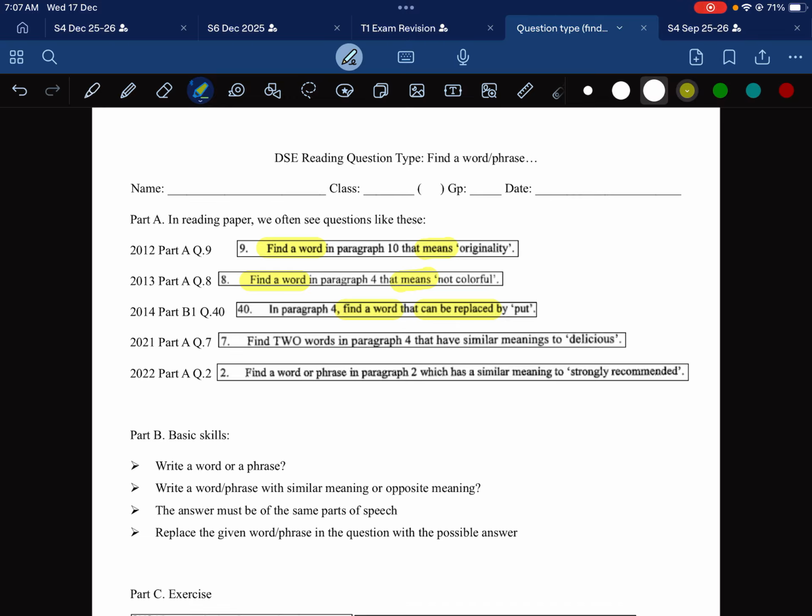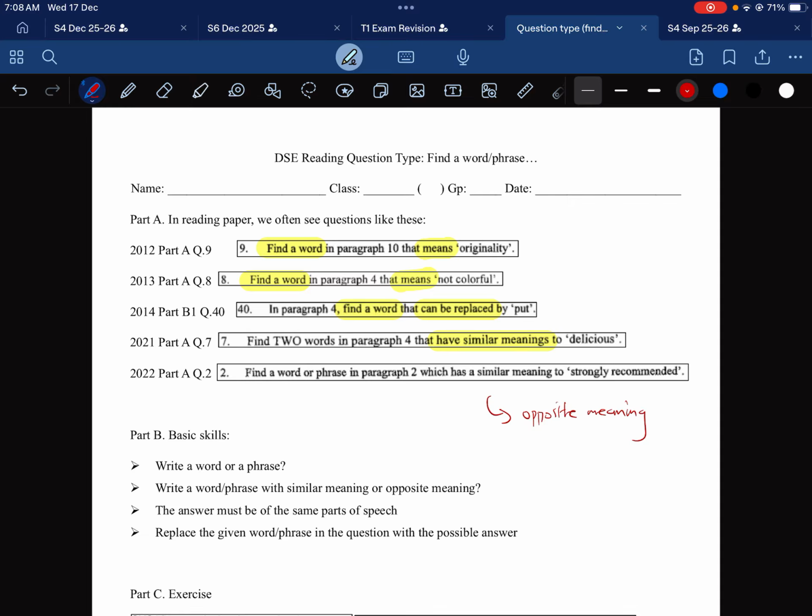The last two questions, okay, find two words in paragraph 4 that have similar meanings, okay? They all mean that you are going to find a word with similar meanings, or that's what we call synonyms. Of course, there's something that I did not mention, which is that the examiners can actually ask you to find a word with the opposite meaning. For example, find a word with the opposite meaning of joy, and the answer could be unhappy in the paragraph.